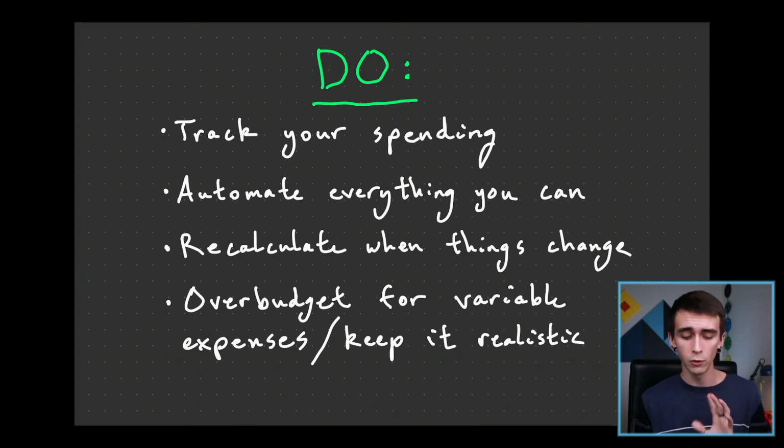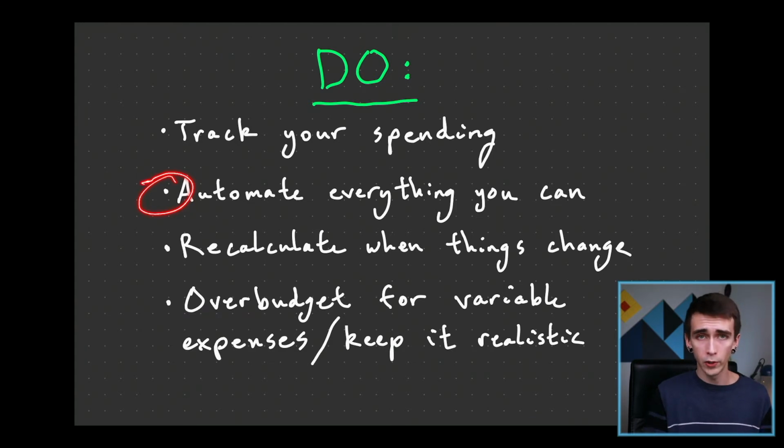The things that you do want to do is track your spending still. Above all else, you still need to be writing everything down with this method. You can even separate it so you don't have to calculate everything at first, but you can make a list of your monthly expenses, then make a separate list of your yearly expenses.